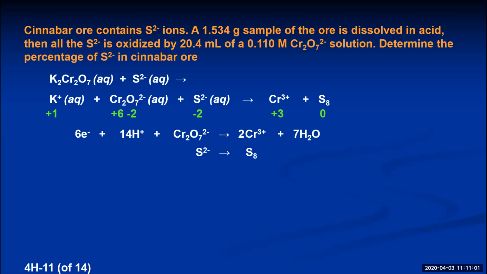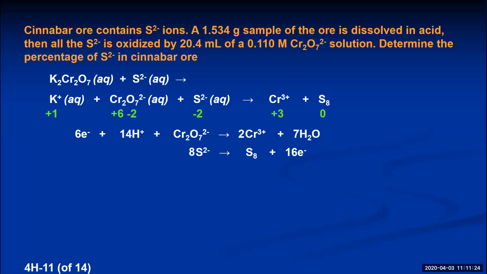For the sulfur half reaction, there's 8 sulfurs on the right, so I need to put an 8 in front of the sulfide on the left. There's no oxygens or hydrogens, so all the elements are balanced, but the charge on the left side is -16. The charge on the right side is 0. So I'm going to need to put 16 electrons on the right side to balance the charge. These are my two half reactions.